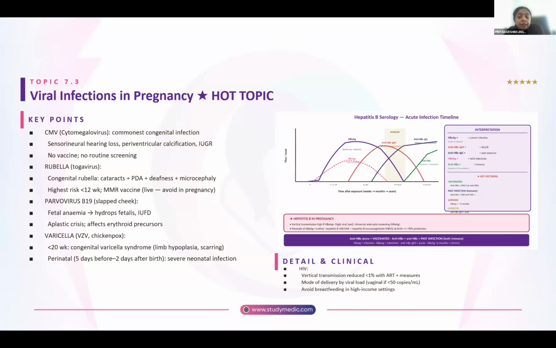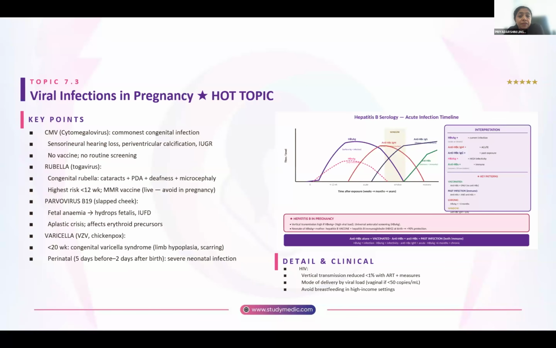So what are the key questions that you can expect here? They can give you the serology and ask you the diagnosis or the interpretation of the serology. Now, when a woman is vaccinated, she has got anti-HBs only. When the woman has got a past infection, that means she's immune, she's going to have anti-HBs and anti-HBc also. Chronic infection will have HBsAg, but the duration will be more than 6 months.